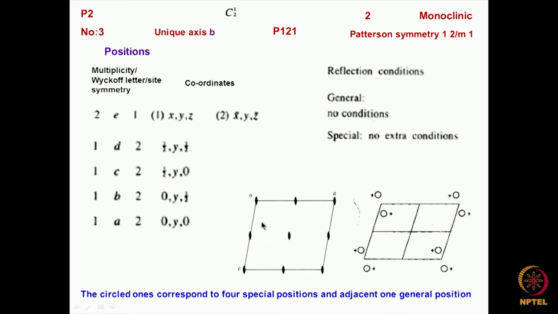For the other position, if I consider this center here, what is the symmetry it is going to have? It is again a two-fold symmetry. Okay. So the number of atom positions which will be required is only one, and that is given by this position 0, y, half.